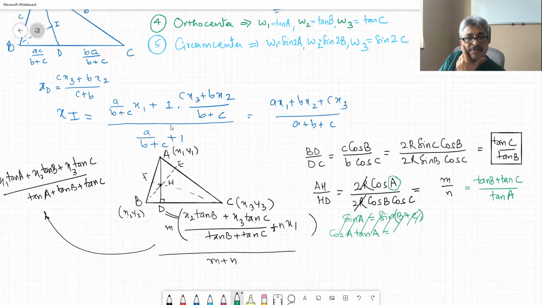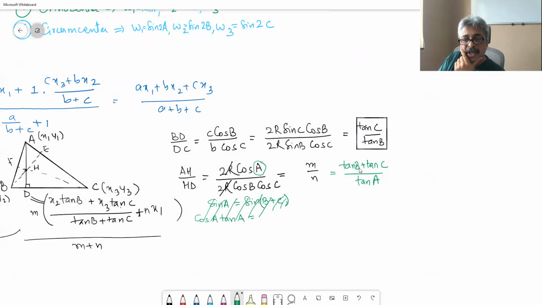Let me cross check, because if I know that it is going to be tan B plus tan C upon tan A, which is cos A upon cos B cos C, let us see if we get it as AH upon HD. Cross multiplying, I assume this is true and verify: is cos A tan A really equal to cos B cos C into tan B plus tan C?